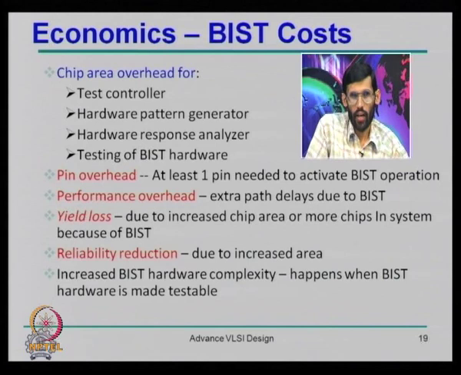Because we are inserting additional hardware for the test pattern generator, analyzer and test controller, some additional gates may be inserted in the critical path, and due to that performance may reduce. Because we are putting additional infrastructure in the circuit, the area will increase. If area increases, the number of faults is likely to increase, hence the yield may be low. And because of the additional area, the reliability of the system also reduces. The built-in self-test hardware complexity will also increase when you want to make that additional circuit testable.